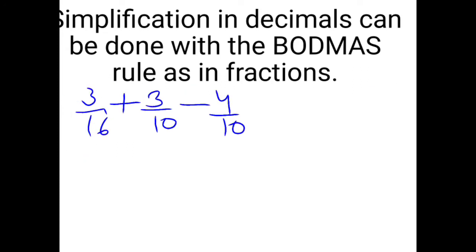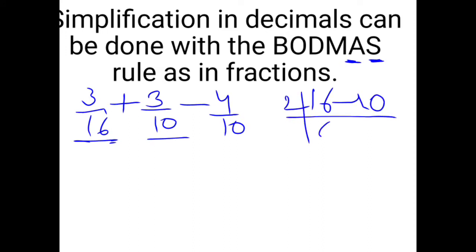Now simply we can solve addition first. Okay, now to solve this portion, we take the LCM of 16 and 10. So the LCM of 16 and 10: we can divide by 2, 2 8s are 16, 2 5s are 10.